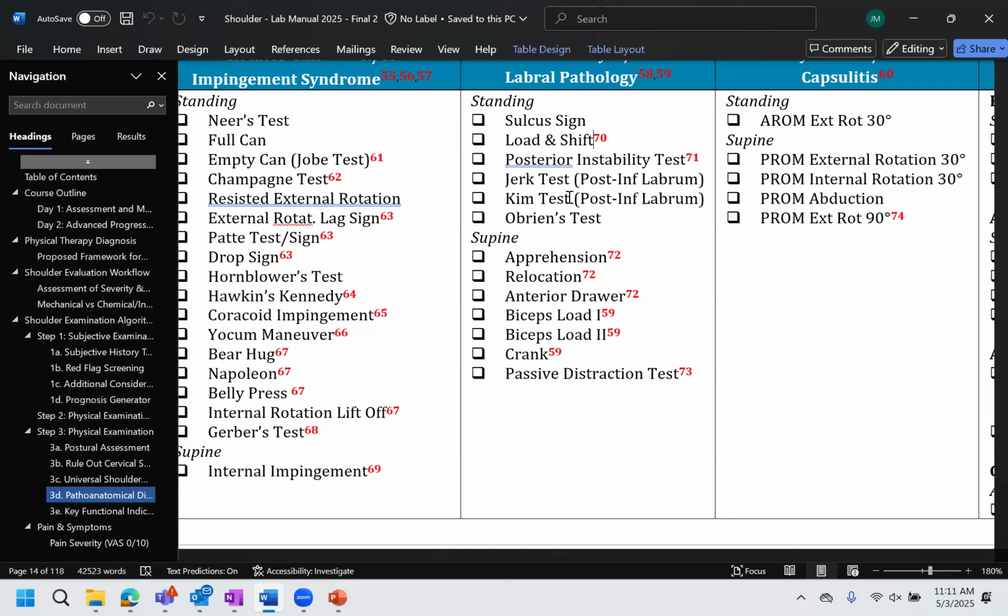For the supine assessment, just out of convenience of positioning, we're gonna take into account our internal impingement for our rotator cuff section impingement algorithm, and then we'll also incorporate the labral pathologies as well. So there's a sequence of that. Do you have a shoulder preference?